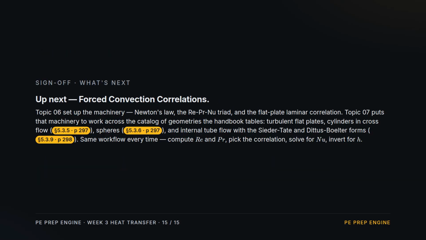Up next, Topic 7, Forced convection correlations. Topic 6, Set up the machinery, Newton's law, the Reynolds-Prandtl-Nusselt triad, and the flat plate laminar correlation. Topic 7 puts it to work across the handbook's geometries, turbulent flat plates, cylinders in crossflow, spheres, and internal tube flow with Sieder-Tate and Dittus-Boelter. The workflow is unchanged. See you there.